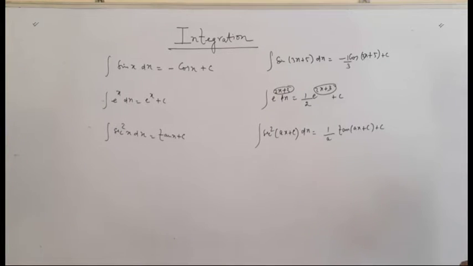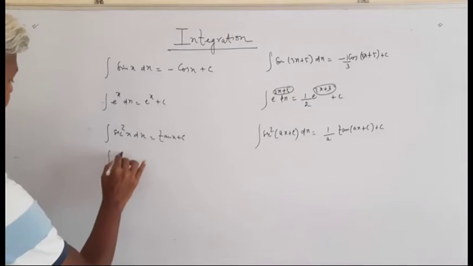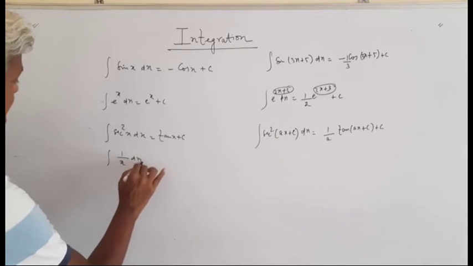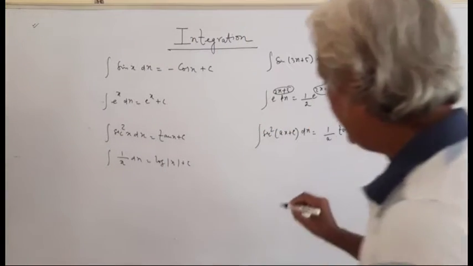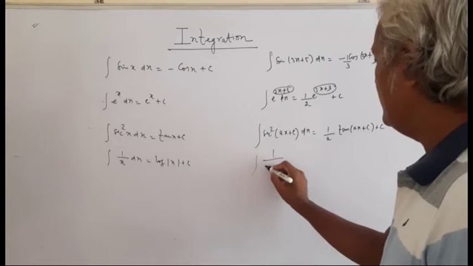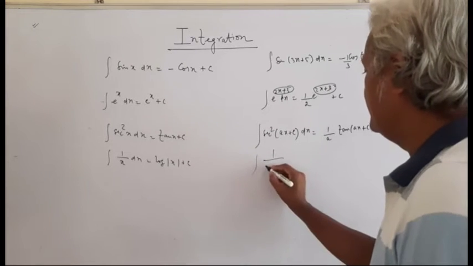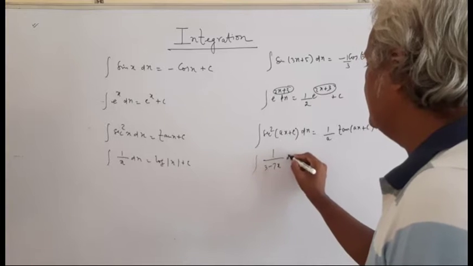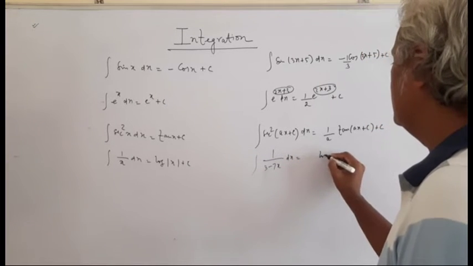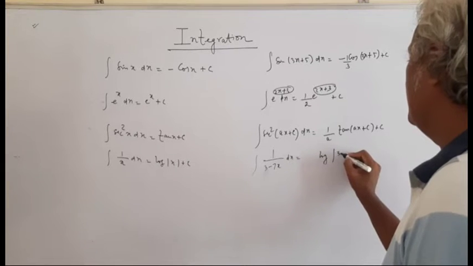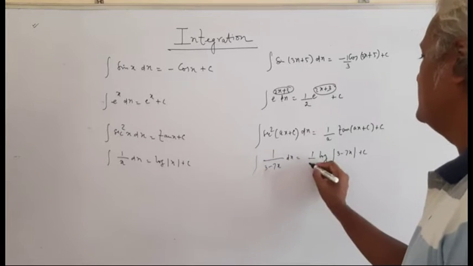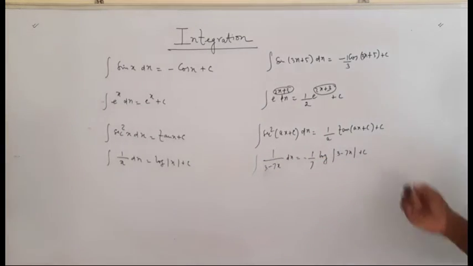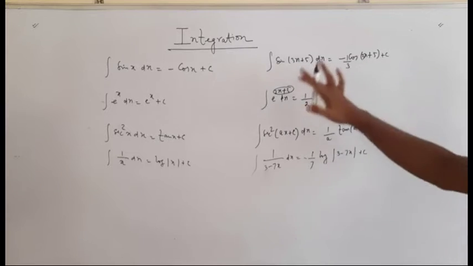Now I take another form. You know that integration of 1 upon x dx equals log mod x plus c, and then integration of 1 over, this time I write it a little differently, 3 minus 7x dx is log mod 3 minus 7x plus c, and then 1 upon the differentiation of this, which is minus 7. So this is how these kinds of integrations you can derive just by substitution.